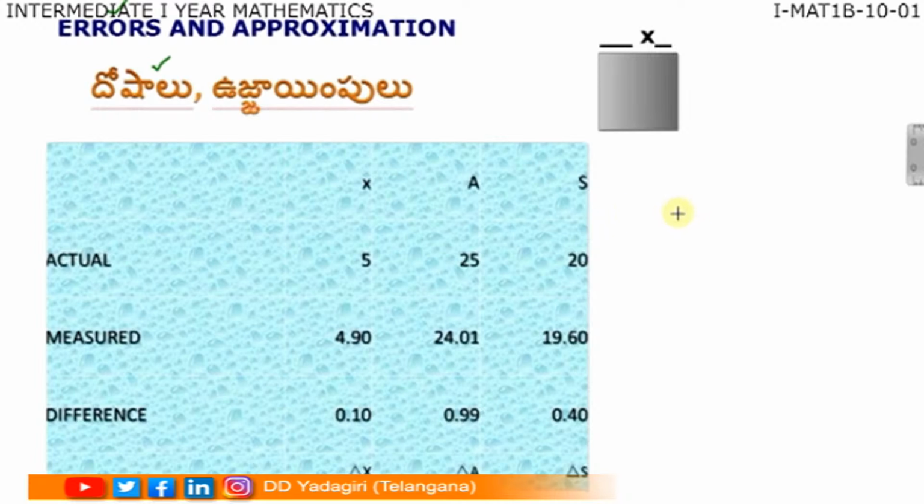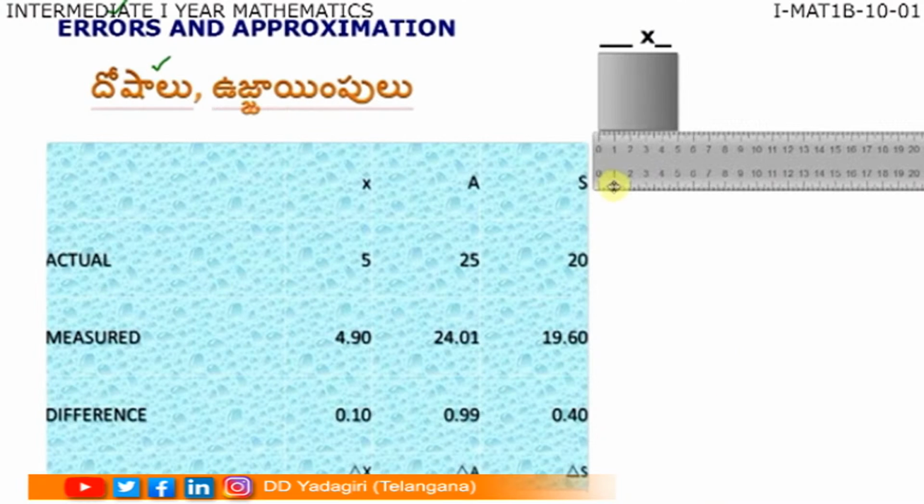Let us see. Say one square is given, we have to find the area and perimeter of this square. Length is not mentioned here, actual length is not given. So using a scale, the length is measured. The length is measured as 4.9 centimeters.